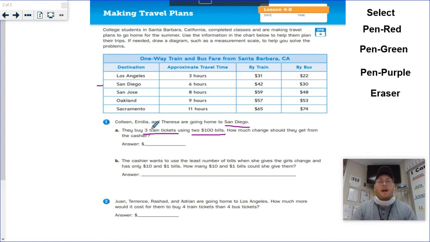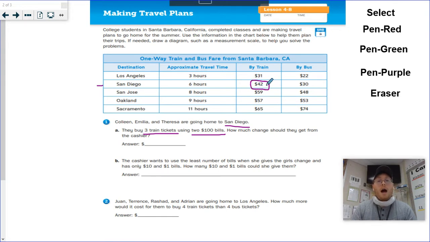All right, so I got 3 train tickets. So I go to San Diego. I don't care how long it takes me because they're not asking me about how much time it's going to be. But I need to figure out, am I using a train ticket or a bus ticket? Well, they say a train ticket. So here's my train ticket right here for San Diego.